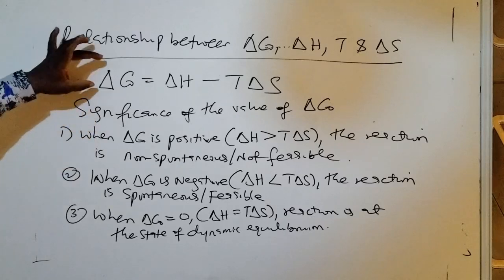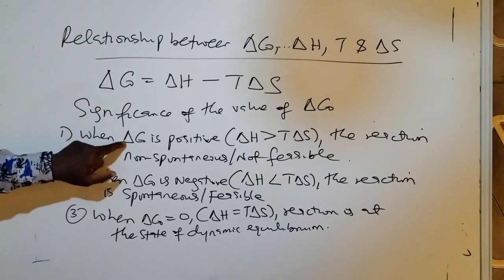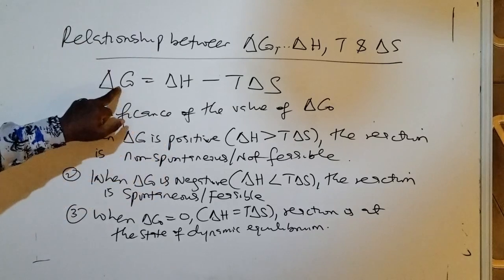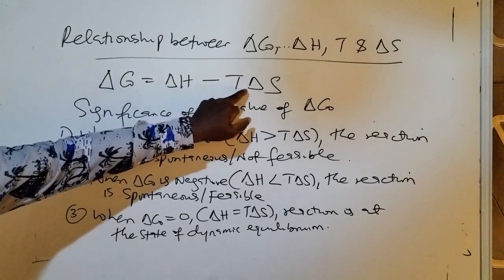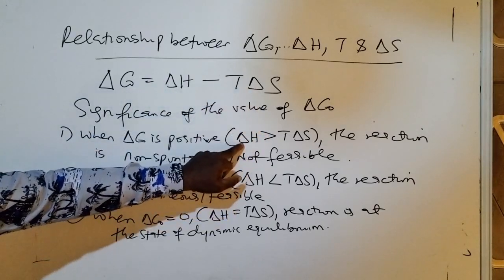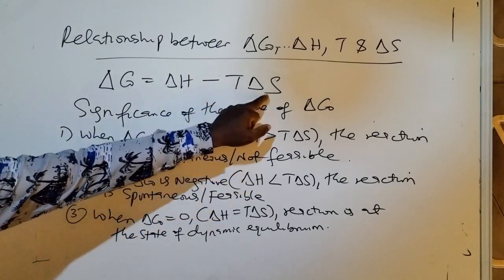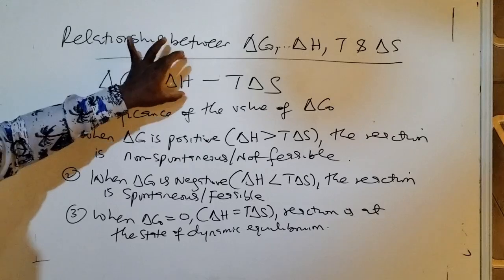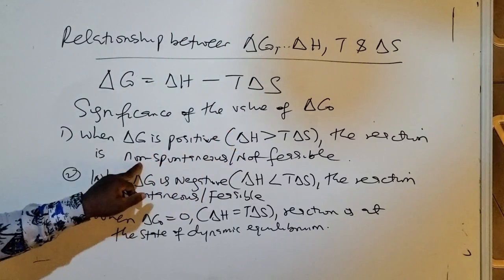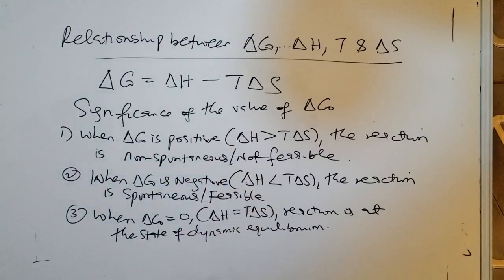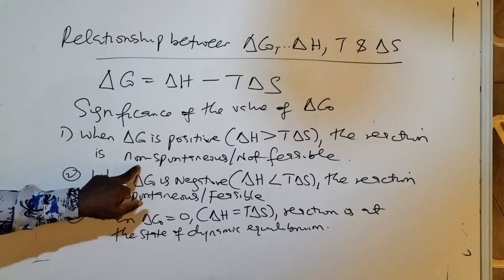So what is the importance of the value of delta G? Delta G has an important value in chemistry. If delta G is positive, that means the change in enthalpy should be more than the product of these two. That is, the change in enthalpy is greater than T times delta S, because for the result to be positive this term should be larger than that one. It means that the reaction is non-spontaneous or not feasible. Any reaction that is non-spontaneous is not taking place, and it will have a positive value of delta G.